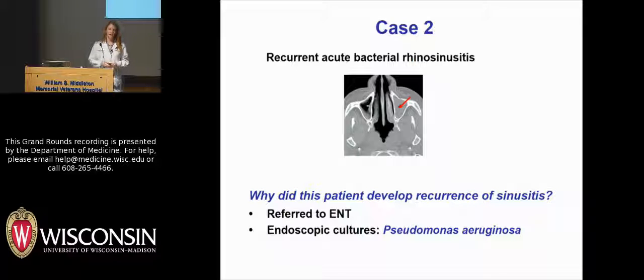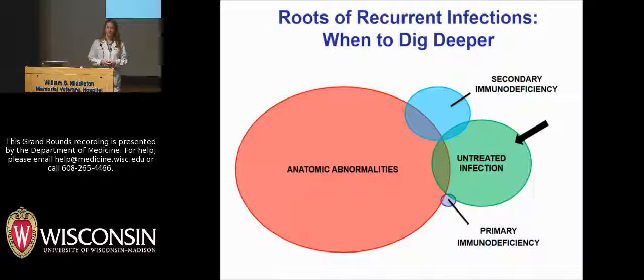Well, ultimately, she was referred to ENT, and she underwent endoscopic evaluation with cultures performed growing Pseudomonas aeruginosa. And here what we see is the antibiotics that are commonly used for community-acquired sinusitis are not effective against Pseudomonas aeruginosa. So she had a pathogen that was untreated. And she falls into this category of untreated infections underlying recurrence of infections.